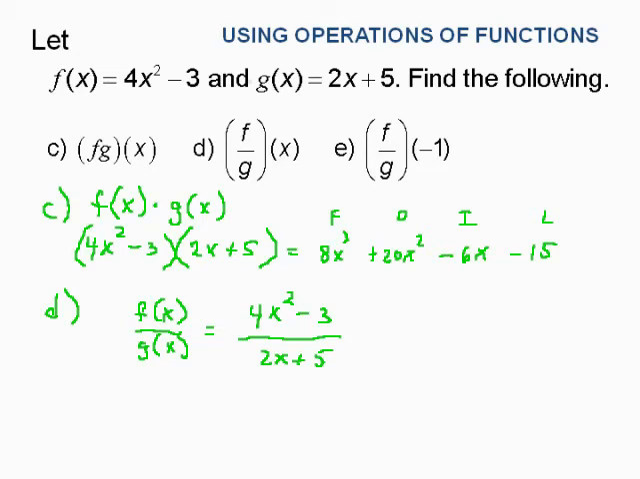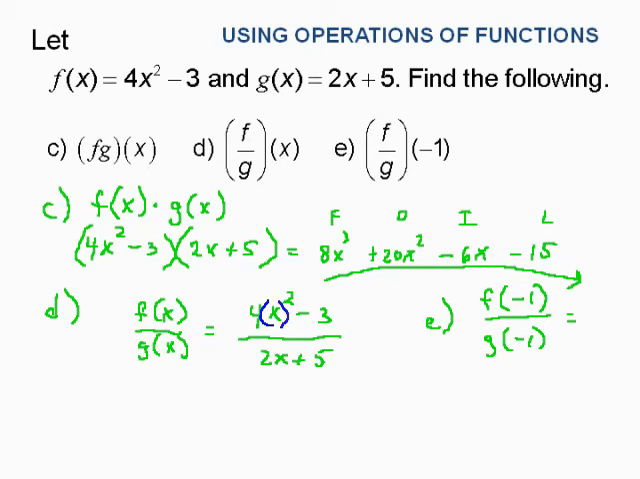So for part E, if you want to go ahead now and say f divided by g of negative 1, so I kind of tied that in, we'll write that the good way here. f of negative 1 divided by g of negative 1. We're just going to take this, and wherever we see an x, put in, you know what, negative 1. So let me go ahead and lock those in.